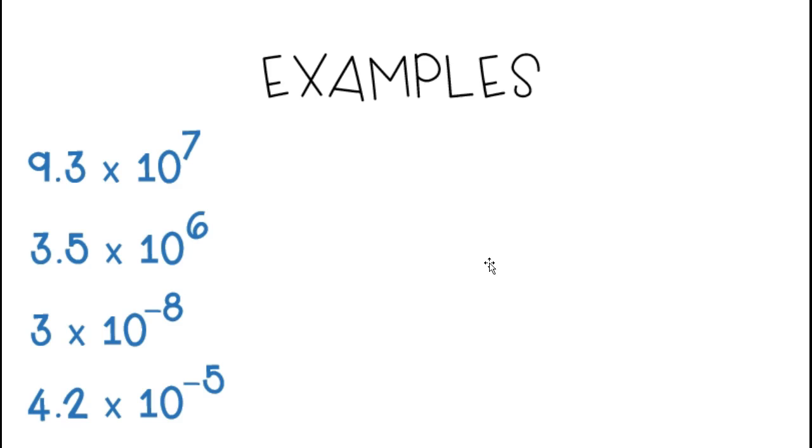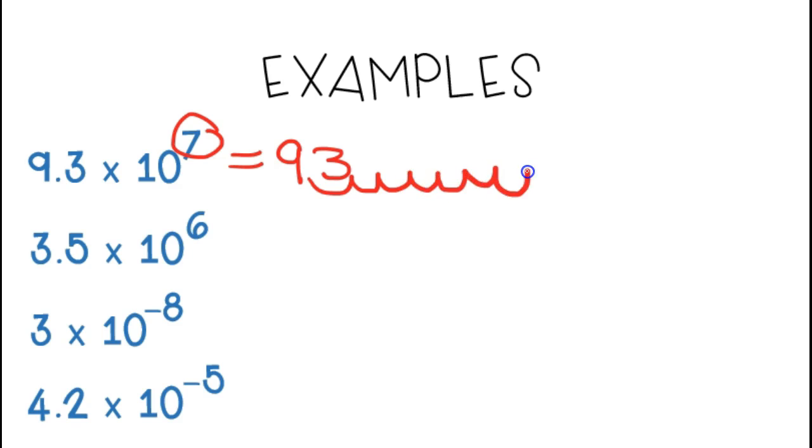We have some examples for you. So let's go through these examples. 9.3 times 10 to the 7th power. This is a positive exponent, so it's a large number. I'm going to move my decimal place 7 places to the right. So I'm going to start with my 9.3, and I'm going to move that decimal place 1, 2, 3, 4, 5, 6, 7. My new decimal place is right here.